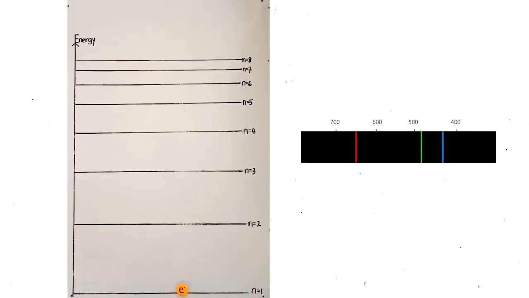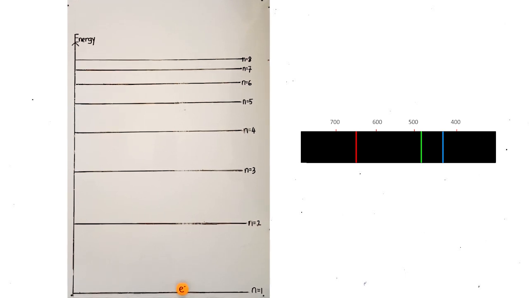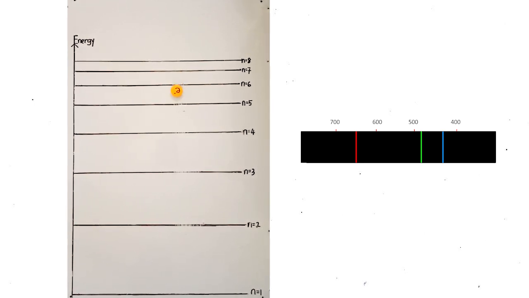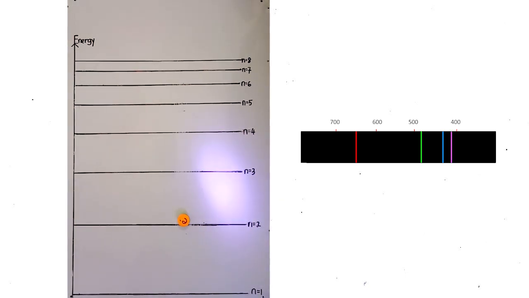At ground state, electron absorbs energy and moves to higher energy level n equals 6. At n equals 6, electron is unstable and will fall back to lower energy level n equals 2 by emitting photon of violet light wavelength and giving violet discrete line on line spectrum.